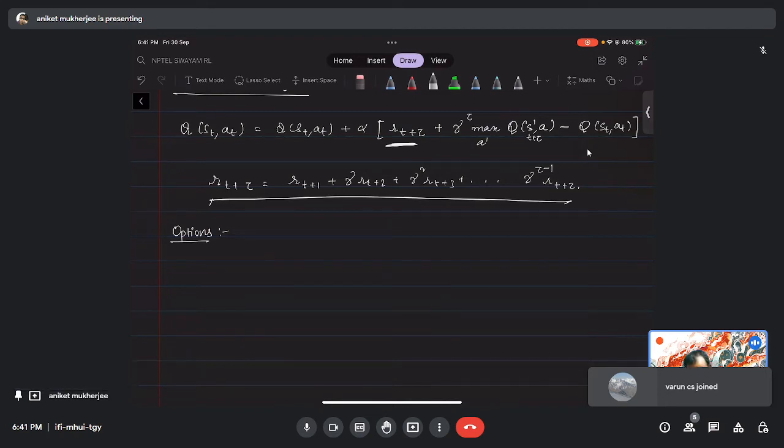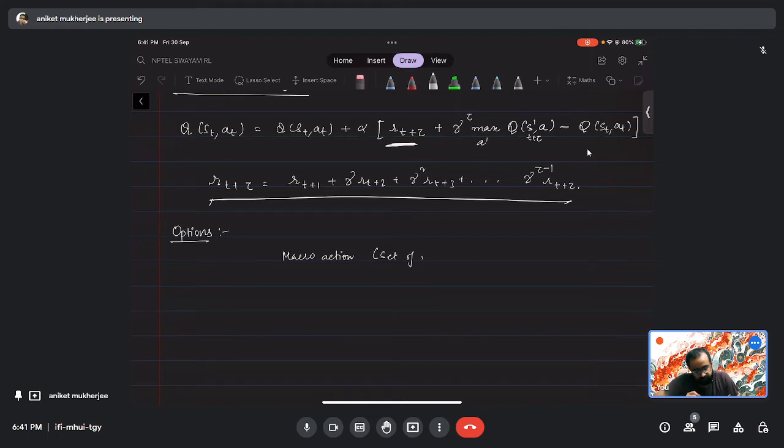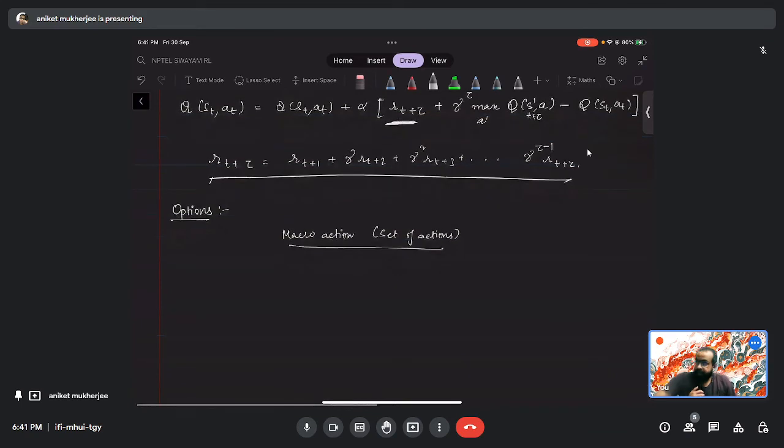So options are basically macro actions, or a set of actions combined together. Options are short policies for your subproblems. Mathematically, options have an initiation set, a subset of the state space of your original MDP.